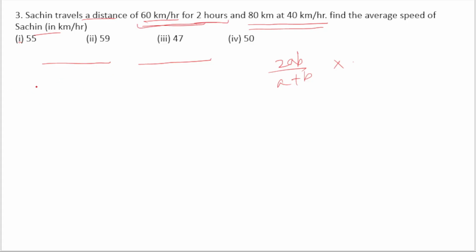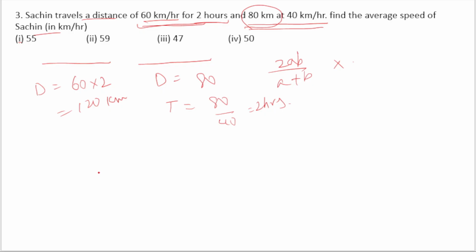So in the first case, what is the distance traveled? Distance is equal to speed into time. Speed is 60 into 2. It is 120 kilometers. And in the second case, what is the distance? Distance is equal to 80 kilometers. And what is the time here? Time is equal to distance divided by speed. It is 2 hours.